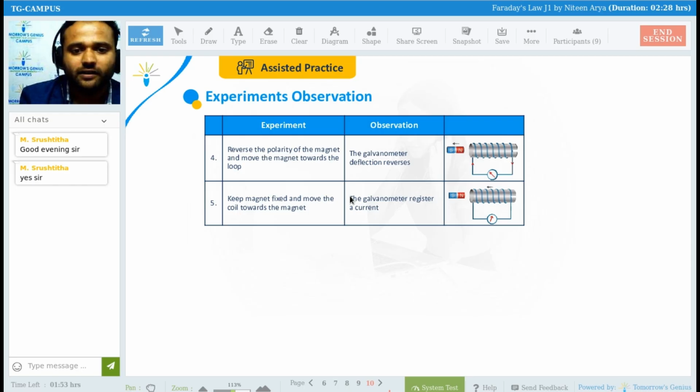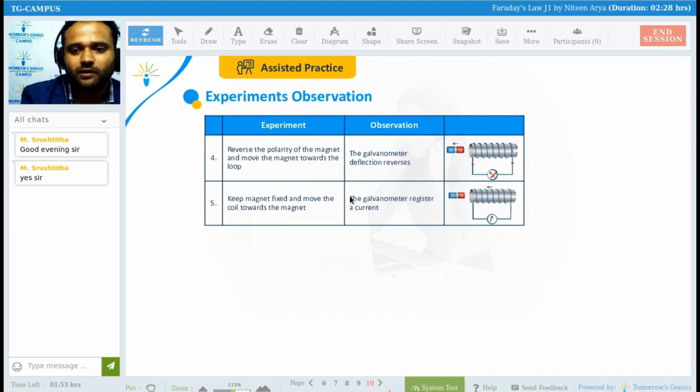Experiment observation second: reverse the polarity of the magnet and move the magnet towards the loop. The galvanometer deflection is going to be reversed. Okay. Keep the magnet fixed and move the coil towards the magnet. The galvanometer registers current also. So in each particular case, it is going to be here instead of this.